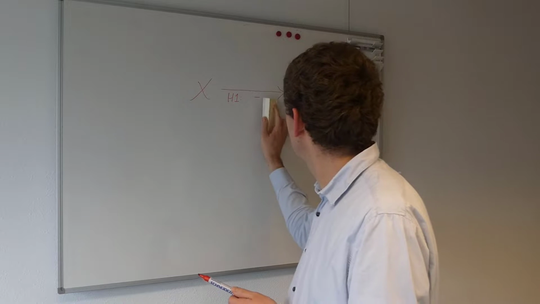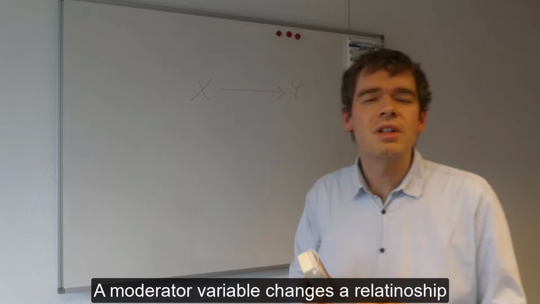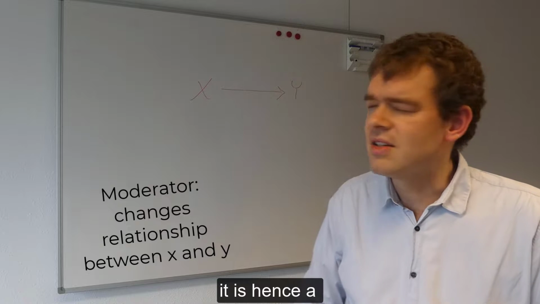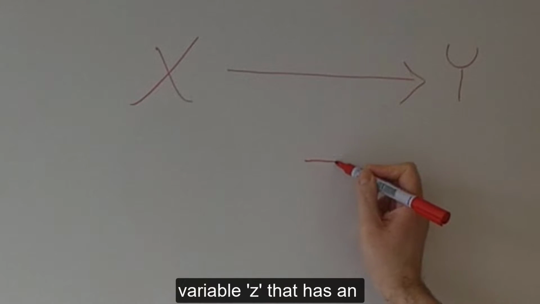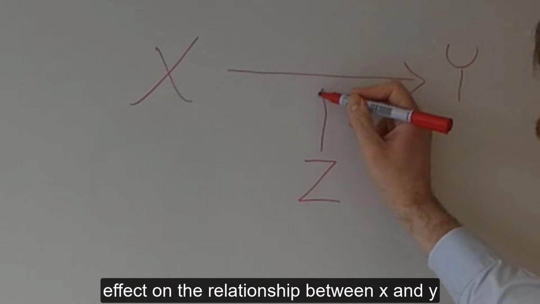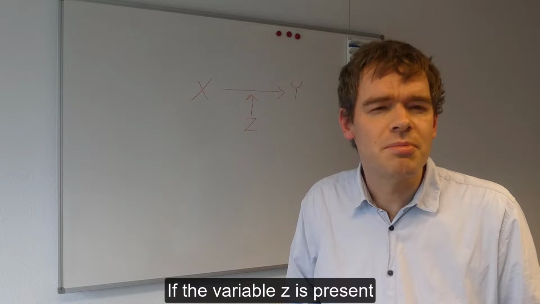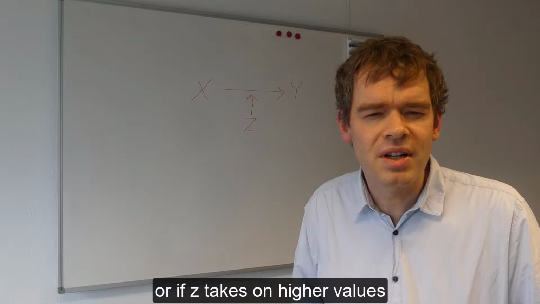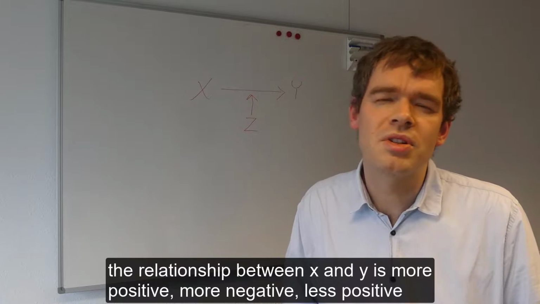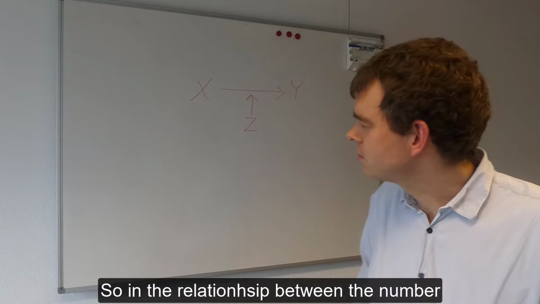Okay, let us continue to add a moderator. A moderator variable changes a relationship. It is hence a, let's say, variable z that has an effect on the relationship between x and y. If the variable z is present, or if z takes on higher values, the relationship between x and y is more positive, more negative, less positive, or less negative. And I'll show you in a bit what that could graphically look like.